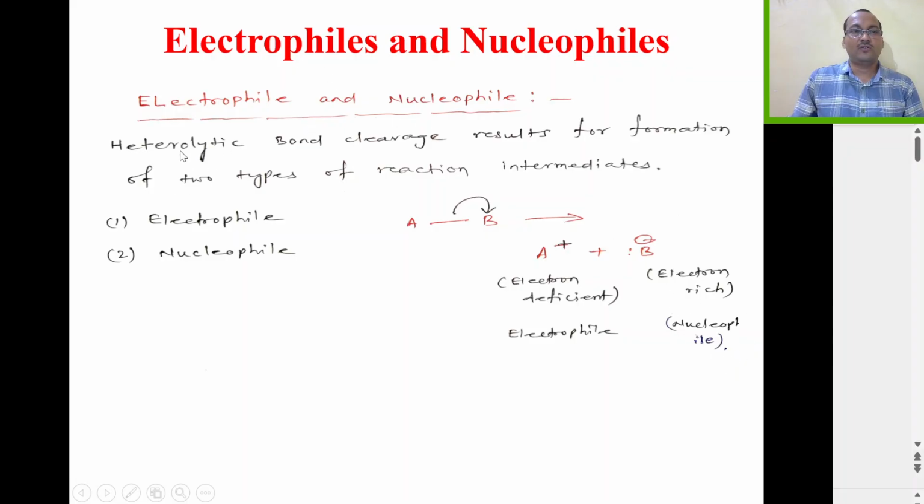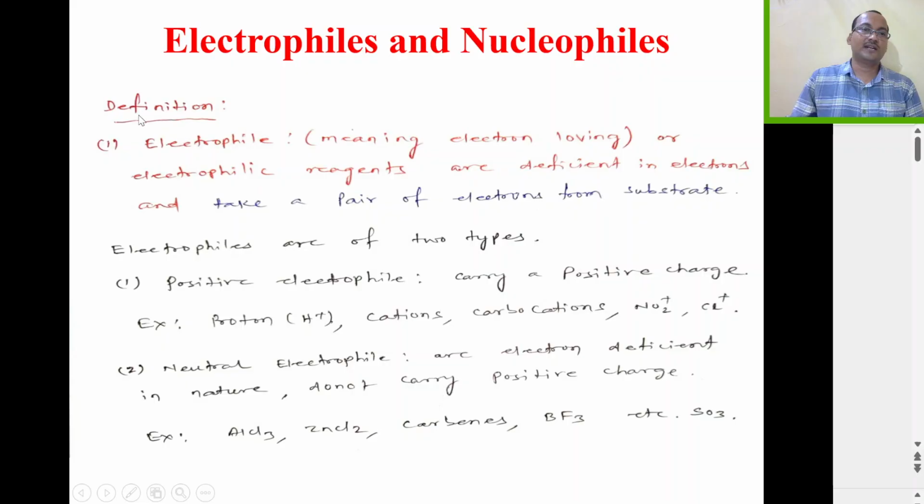So what we can say, the heterolytic bond cleavage results in the formation of two types of reaction intermediate. One is electrophile and the other one is nucleophile. So let's define what is electrophile. Electrophile means electron loving or electrophilic reagents. So these are deficient in electrons. So electrophiles are deficient in electrons and take a pair of electrons from the substrate to form the bond.